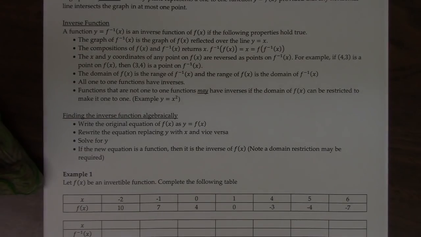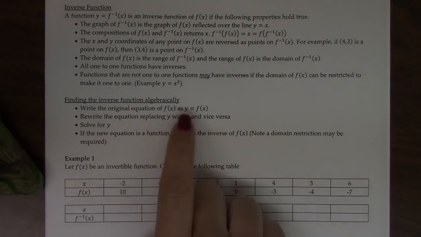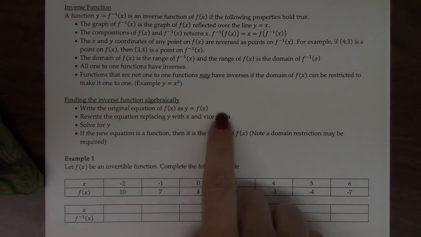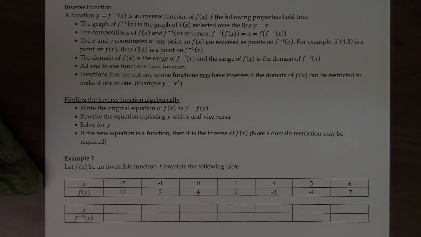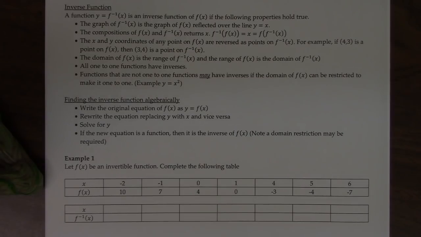If you want to find the inverse of a function algebraically, we write the original equation f of x as y equals whatever the equation is. Then we rewrite it where we take all the x's and replace them with y's, and all the y's and replace them with x's. So that is trading domain and range. Then we use algebra to solve the new equation for y, and if the new equation is also a function, it is the inverse of f of x. And we once again mention, note that you may have a domain restriction that might be required.